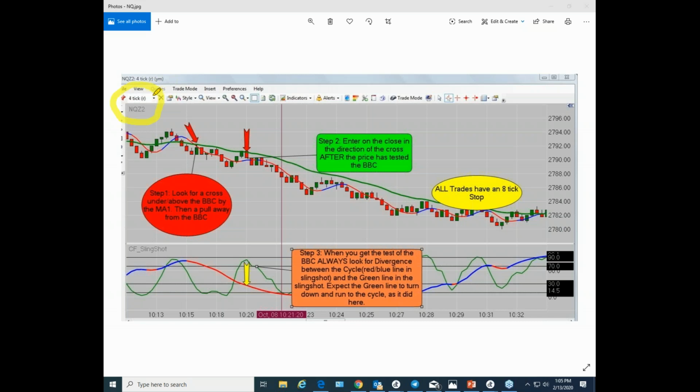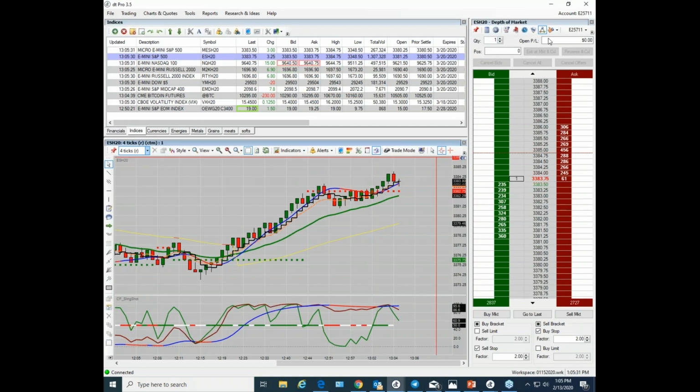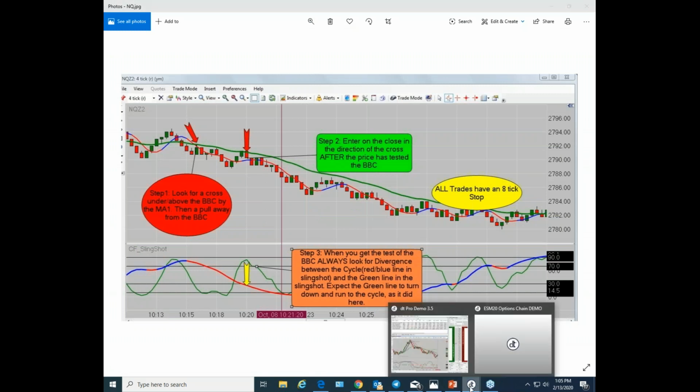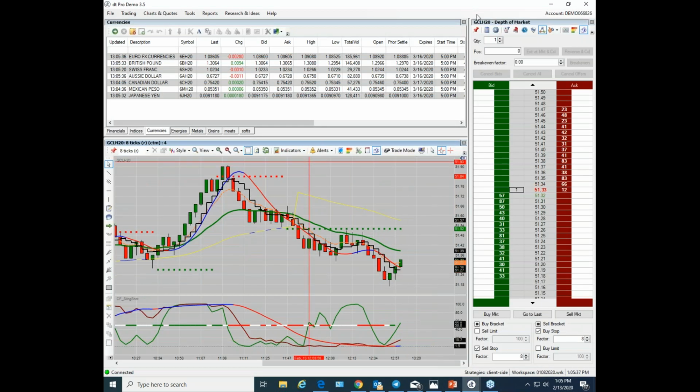So if you have DtPro, the question is, how do I get there? Here's what we do. Let me get out of live mode and stay in demo mode so I don't screw anything up. So how do we get to the 4-tick range?